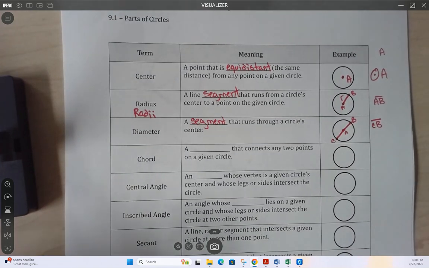What's different now with the next one is a chord. A chord is a segment.